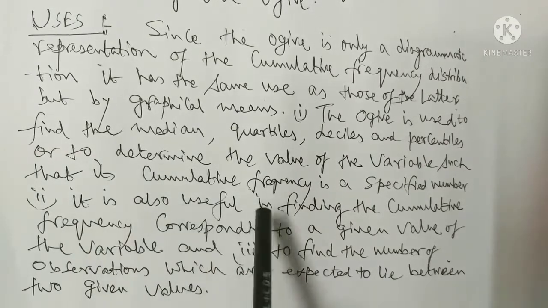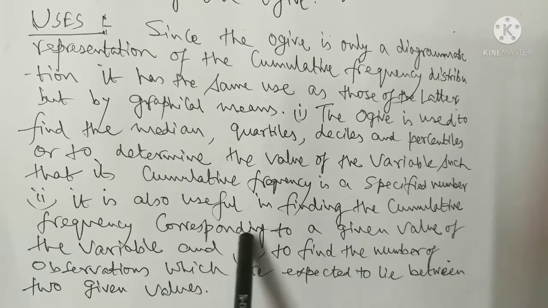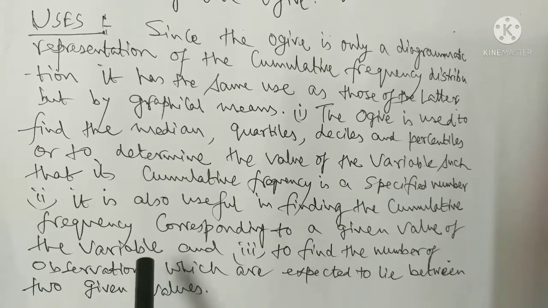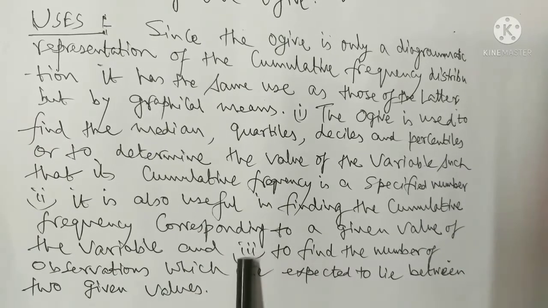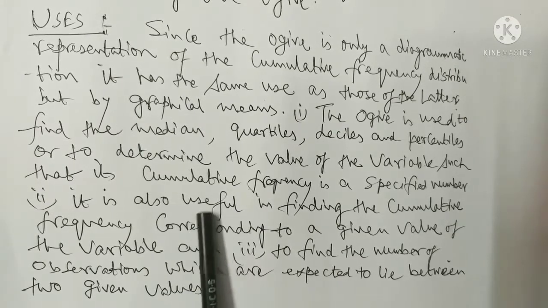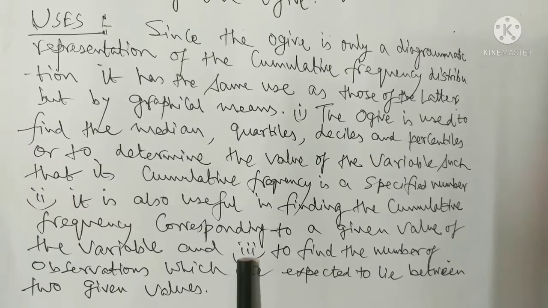Number two, it is also useful in finding the cumulative frequency corresponding to a given value of the variable. If a variable value is given, we can find the cumulative frequency, and if a cumulative frequency is given, we can find the variable value. Number three, to find the number of observations which are expected to lie between two given values. From these two defined points we can find the original frequency existing between these two values. Now we will present an example by which the cumulative frequency polygon will be made clear.